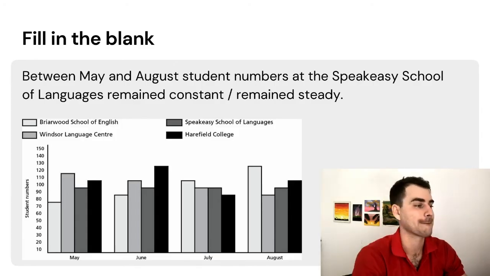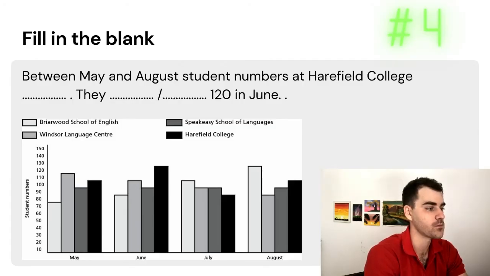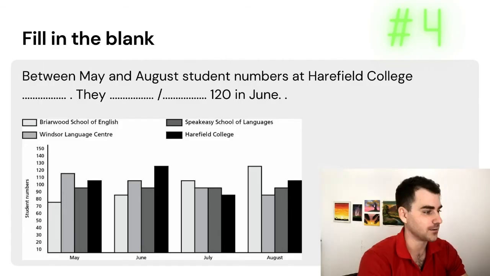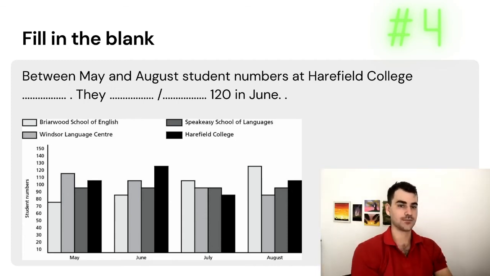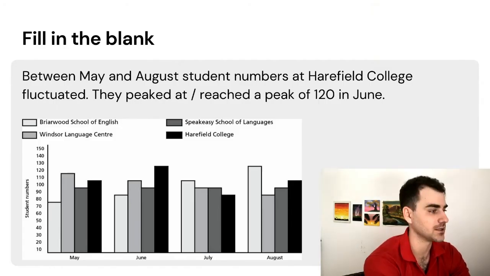Okay, number 4. Between May and August, student numbers at Harefield College. May and August, Harefield College, the black column. They went up and down. Can you remember which verb meant up and down? It's fluctuate, and this is past tense, so we say fluctuated. They were at the highest in June, so we say they peaked at 120 in June, or they reached a peak of 120 in June.